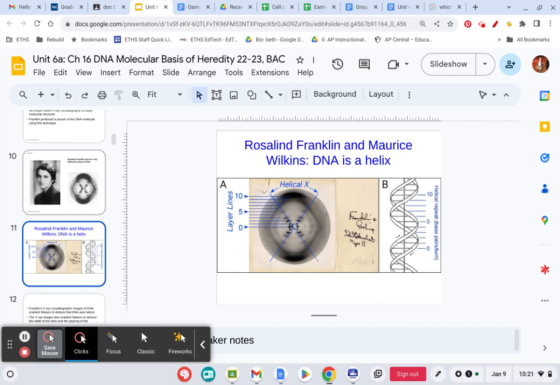Crick and Watson took her information. She didn't give it. They took it. Wilkins actually gave it to them without Franklin's permission. So it was kind of a big deal. And Watson and Crick won the Nobel Prize for their work.